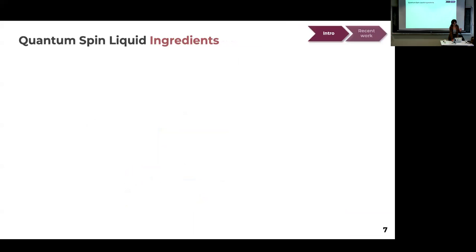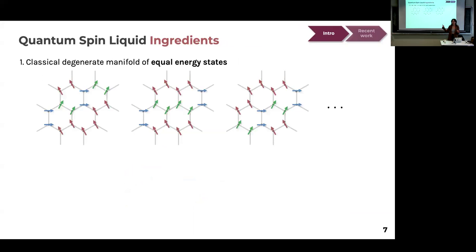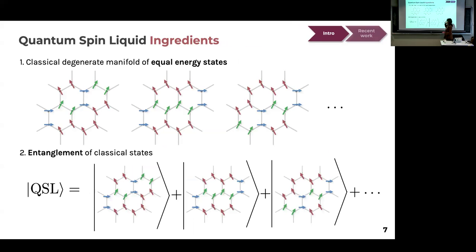And so, all right, let's cook up a quantum spin liquid. Ingredients. Number one is frustration, which leads to a classically degenerate manifold of equal energy states, which is the process that I mentioned earlier. So how do you make it quantum? You superimpose all of them. So a quantum spin liquid is a superposition of all of these classical degenerate manifold of equal energy states. And that's actually the difference between a classical spin liquid and a quantum spin liquid.